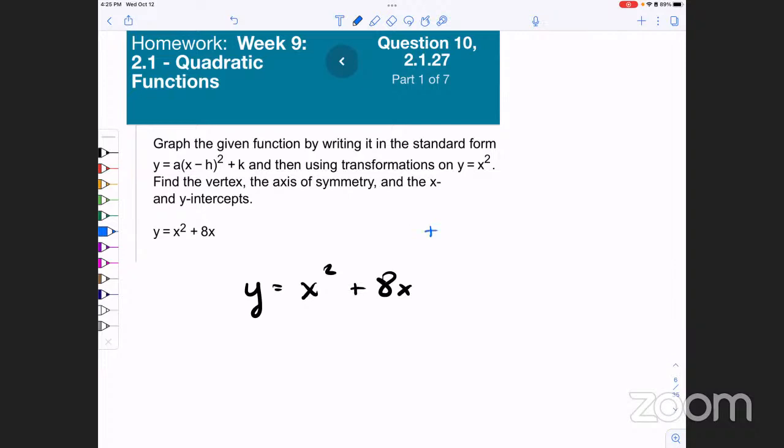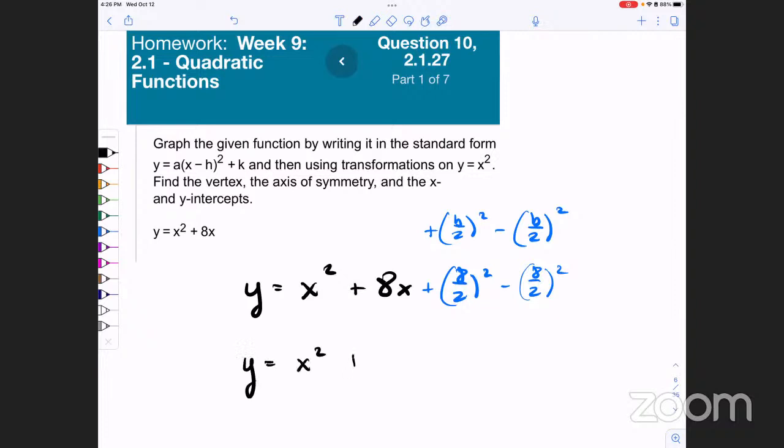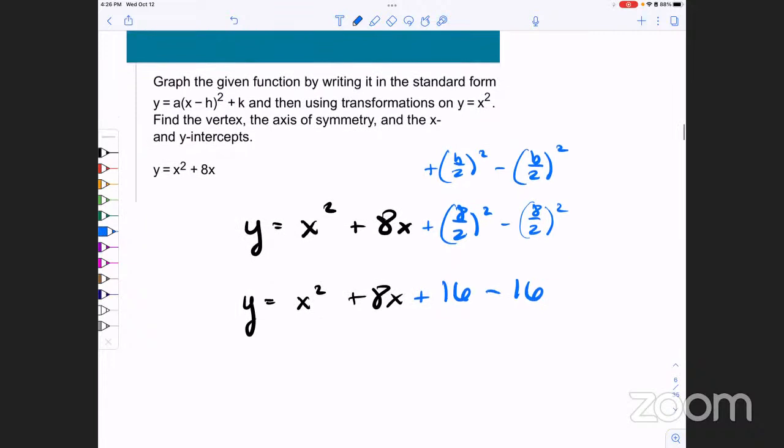Completing the square, we're going to say plus b over 2 squared and minus b over 2 squared, okay? With b in this case being 8, so we're going to say plus 8 over 2 squared and minus 8 over 2 squared. So 8 divided by 2 is 4, squared is 16. So we're really saying plus or minus 16. We're adding 0 in the form of plus or minus 16.